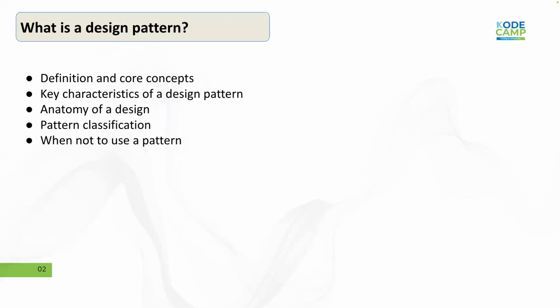Pattern obsession. Not every problem needs a design pattern. So when not to use a pattern, I've mentioned three things: over-engineering, premature optimization, and pattern obsession. Not every problem needs a design pattern. And the fourth and last but not the least is mismatched problems. Using the wrong pattern can make code worse. Mismatched problems, that is self-explanatory.